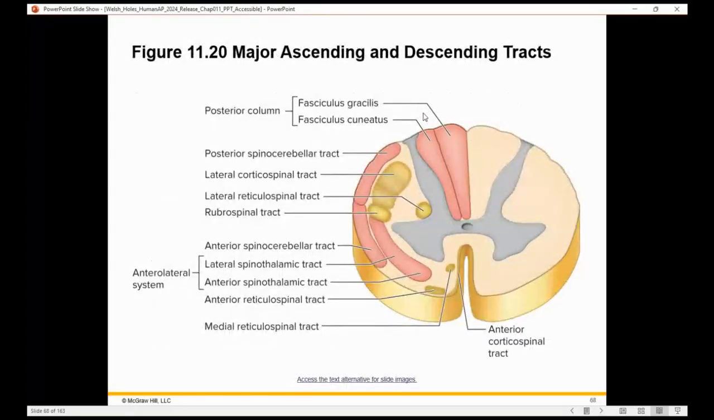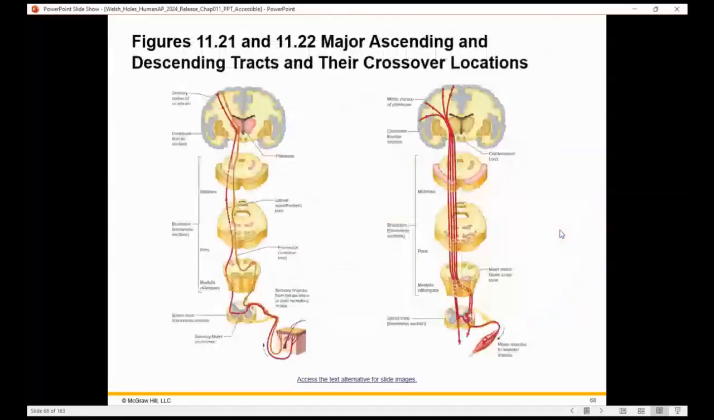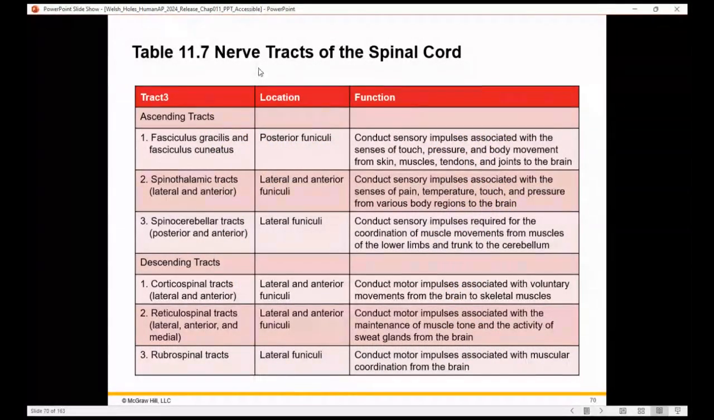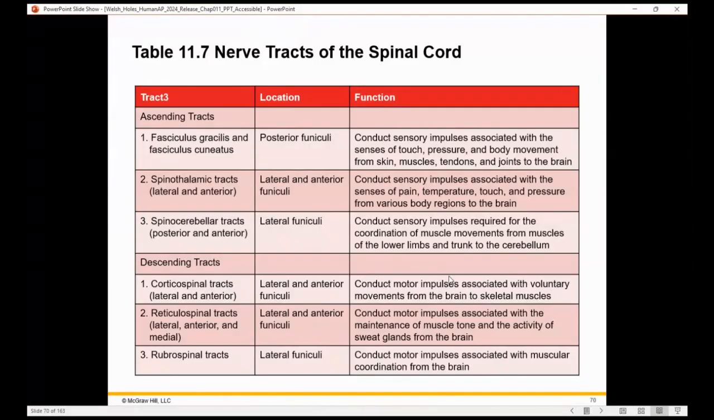Okay, and this figure shows you the major ascending and descending tracts. These figures show you the major ascending and descending tracts and their crossover locations. Table 11.7 goes over the nerve tracts of the spinal cord and explains the purposes of each and where they are.